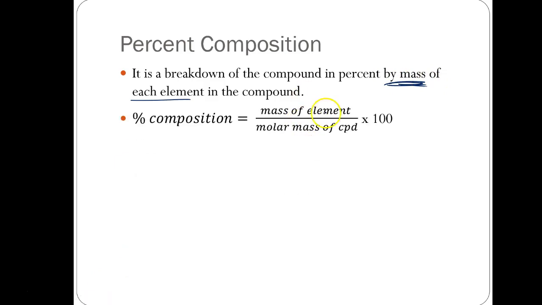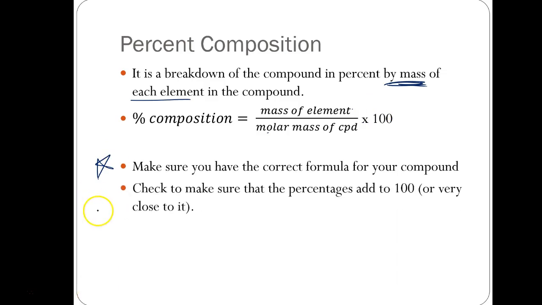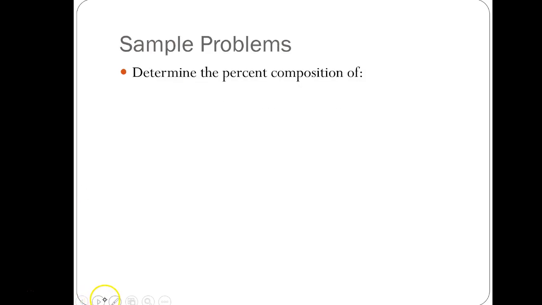So what you're going to do is take the mass of each element, divide by the molar mass of the compound, and multiply by 100. The biggest thing to do is make sure you have the correct formula before you start this, and you can also check to make sure your percentages add to 100 or very close to it.